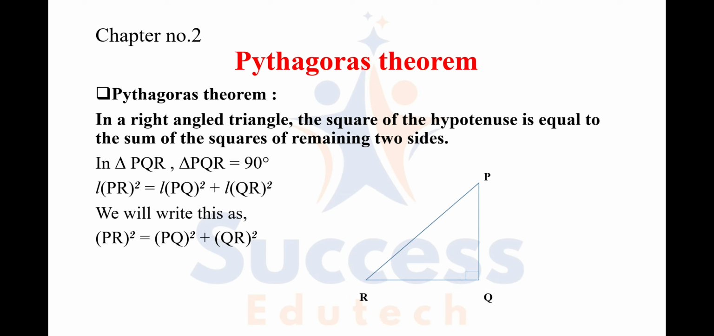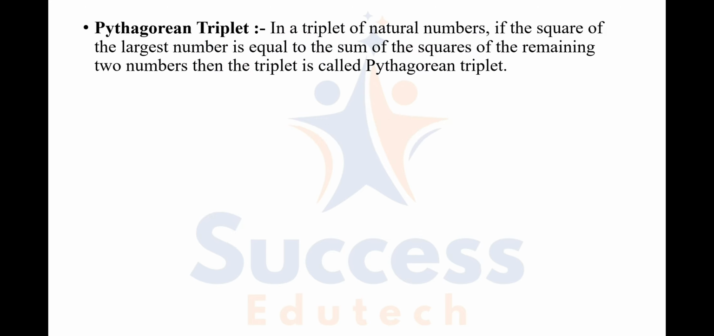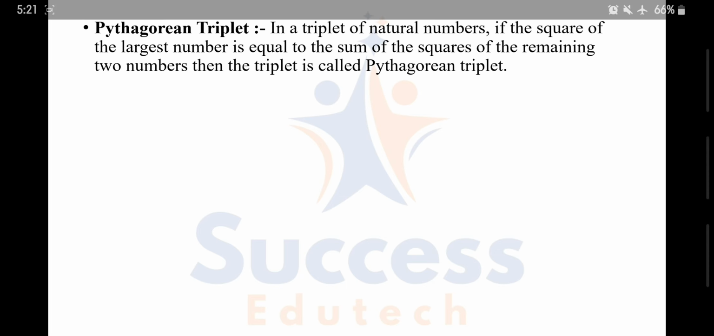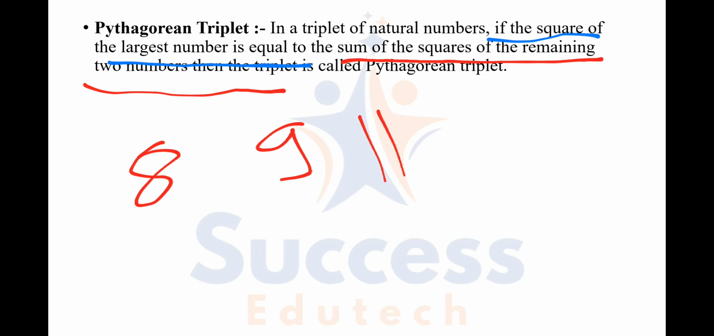Now the next point is Pythagorean triplets. What are Pythagorean triplets? Pythagorean triplets state that if the square of the largest number is equal to the sum of the squares of the remaining two numbers, then they form a triplet. Now I am taking these three numbers, that is 8, 9, 11. Now check whether these are Pythagorean triplets or not.